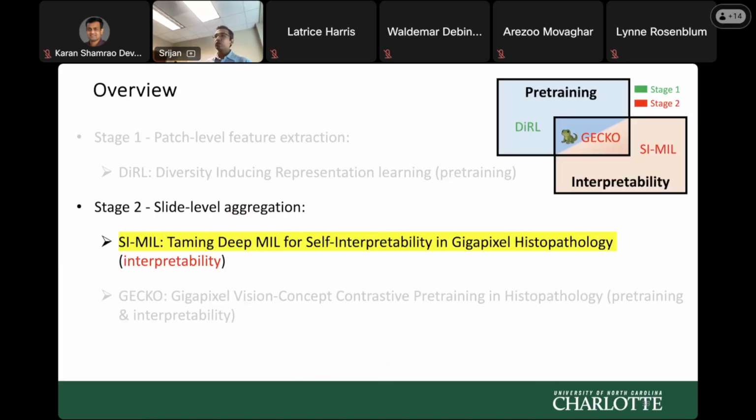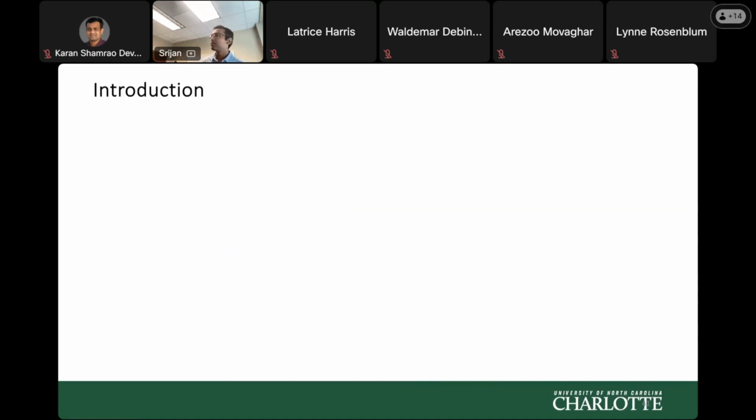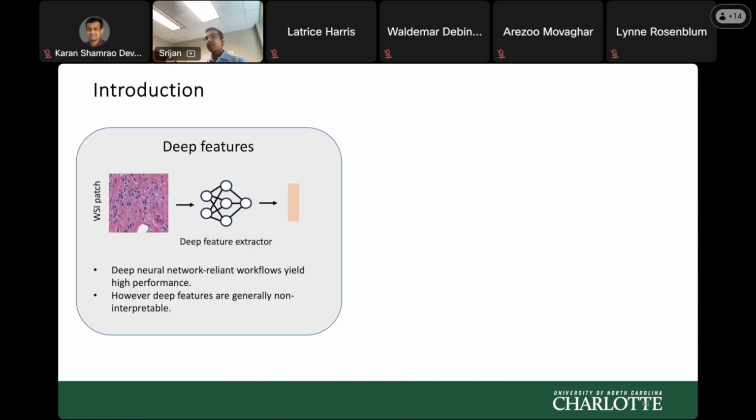But going into the survival aggregation, this is work that was published in last year's CVPR. I will quickly go through this method. MILs are very shallow deep neural networks where you take the features per patch and try to aggregate them for a survival task. These networks perform very well, but they are not interpretable.